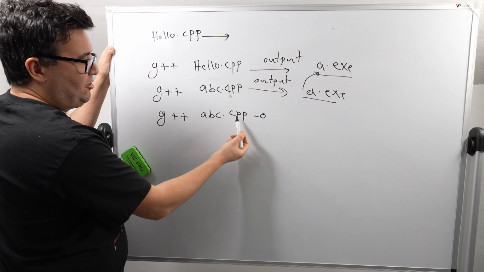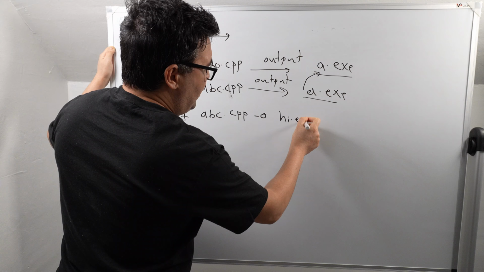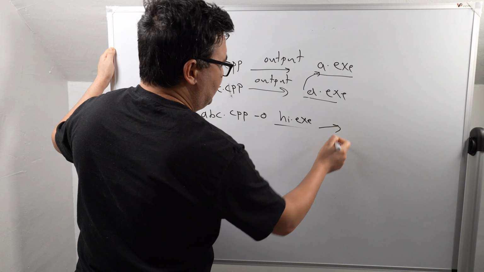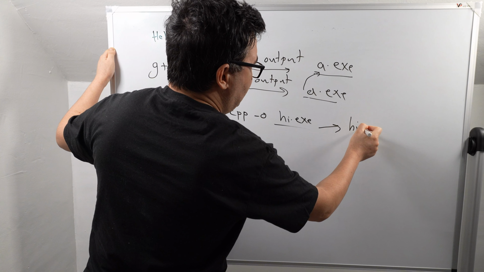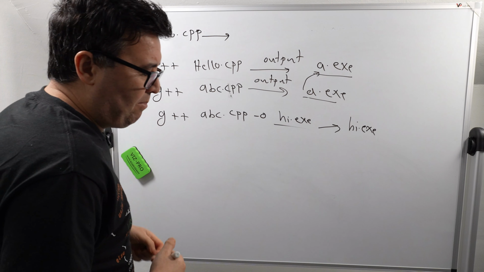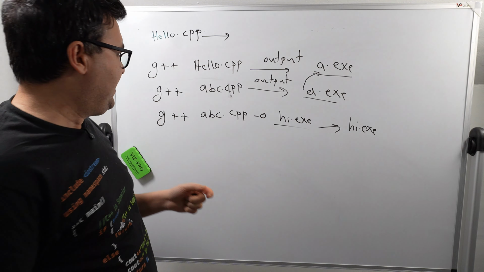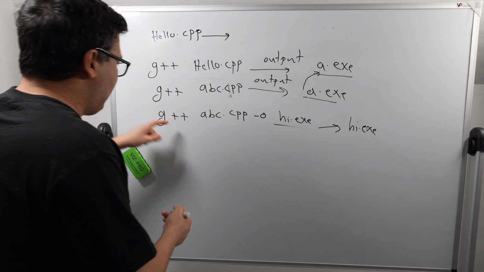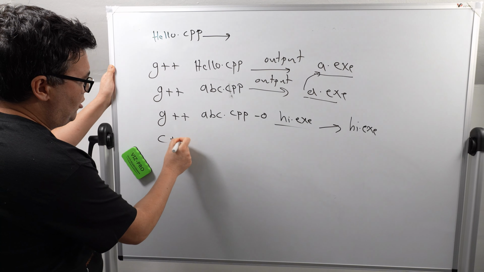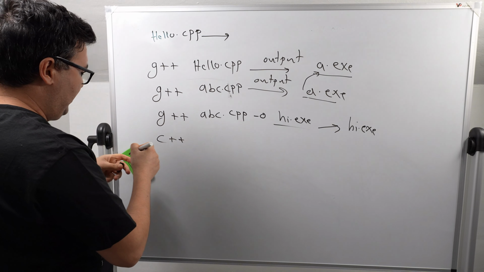So we use abc.cpp -o and say generate an i.exe file. Now after successful compilation, we have a file i.exe. Also, the good thing about the latest version of C++ is that you don't need to remember g++. On the new version, if you want to compile a program, you directly write c++ and the name of the file, hello.cpp.